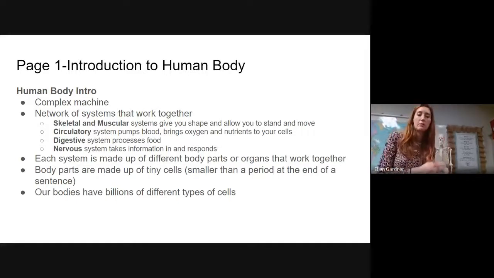Now, each system is made up of different body parts or organs that work together. Body parts are made up of tiny cells, which is smaller than a period at the end of a sentence. Okay, we've been talking about measurement, and it would be smaller than a millimeter, way smaller than a millimeter. Our bodies have billions of different types of cells.